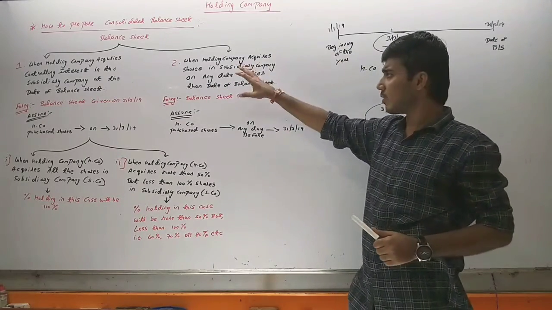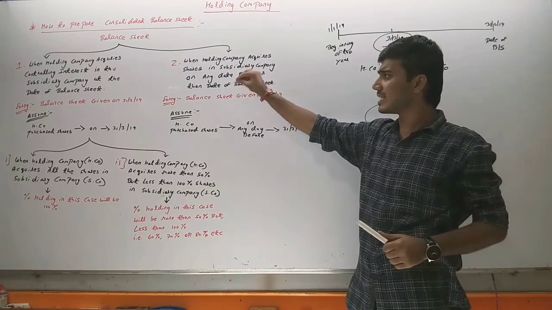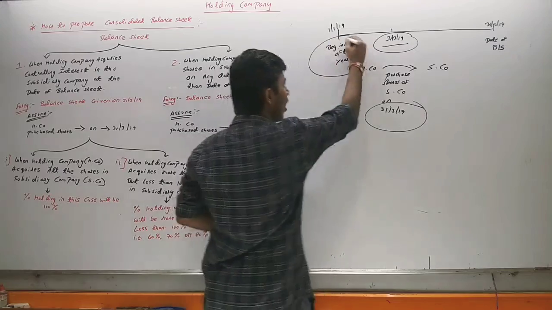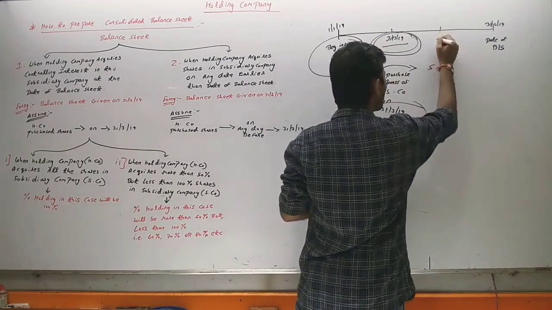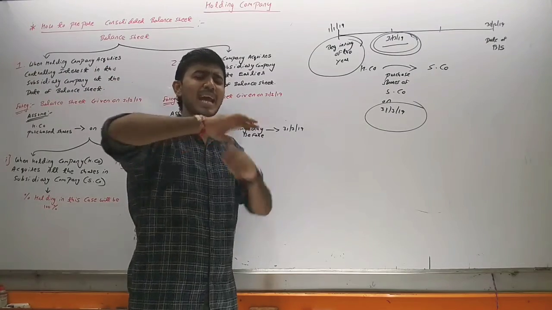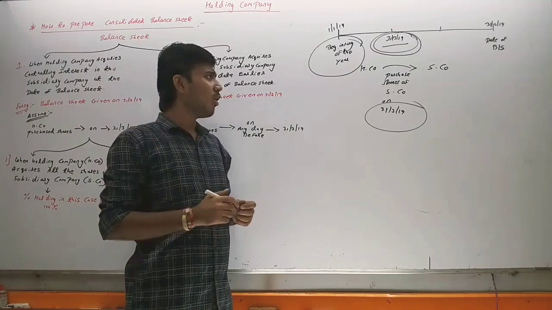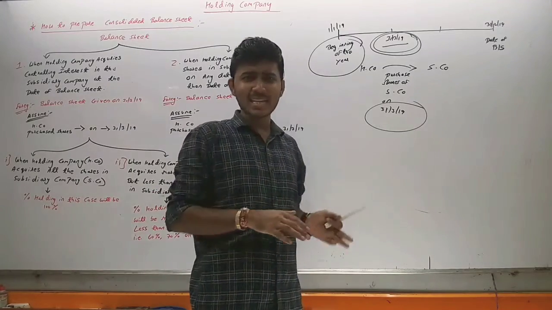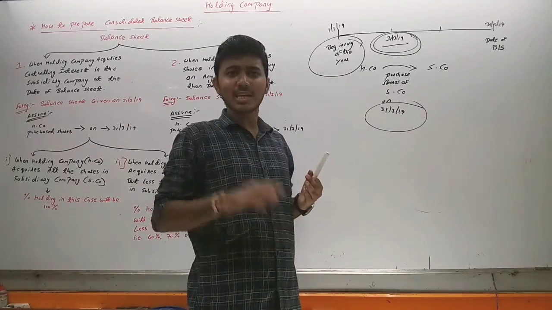If the holding company acquires shares of the subsidiary company on any date earlier than the date of the balance sheet, whether it is the beginning of the year or in between the year, whether it is the month of June or July or August or September, any date. So if the holding company acquires the shares of the subsidiary company on any date before the balance sheet date, then it comes in our second case.